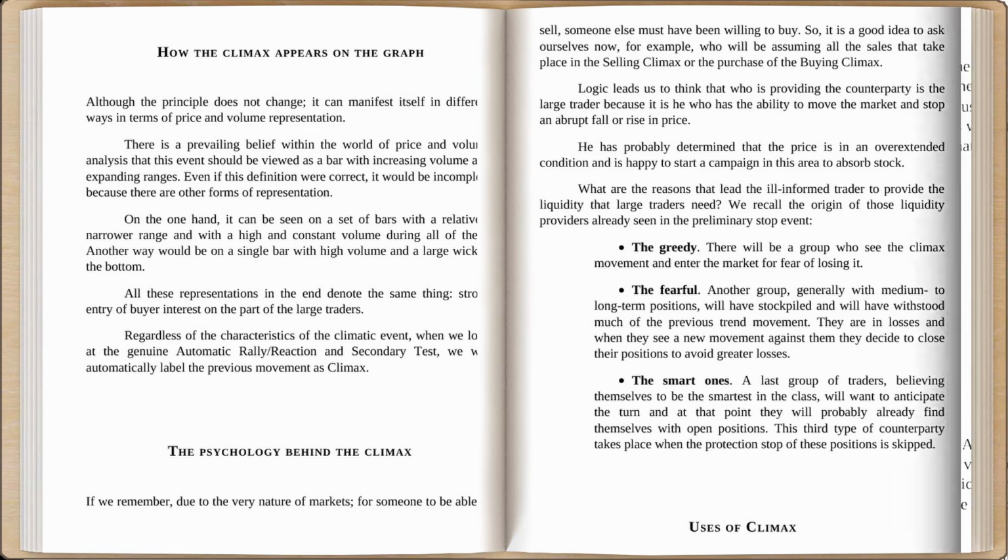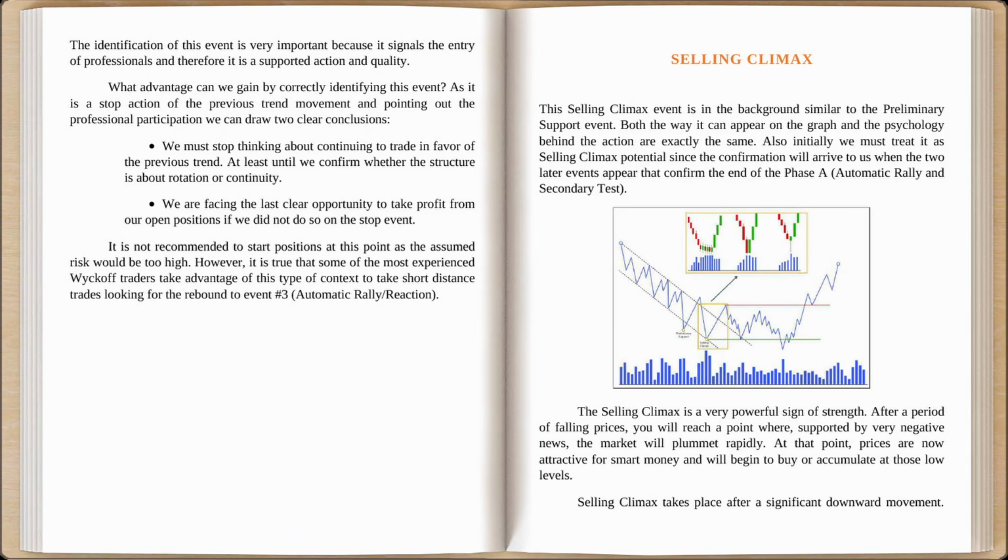Uses of climax. The identification of this event is very important because it signals the entry of professionals, and therefore it is a supported action and quality. What advantage can we gain by correctly identifying this event? As it is a stop action of the previous trend movement, and pointing out the professional participation, we can draw two clear conclusions. We must stop thinking about continuing to trade in favor of the previous trend, at least until we confirm whether the structure is about rotation or continuity.